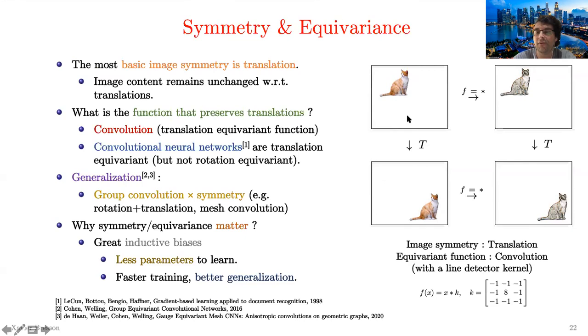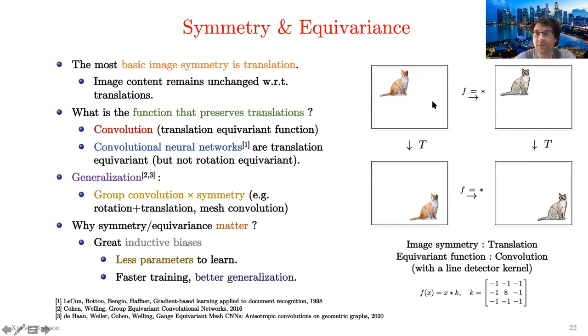So what are the functions that actually preserve this symmetry, this translation operation? This is well known. This is convolution. Convolution is the translation equivariant function. And of course, the very successful implementation of this function is the convolutional neural network by Yann LeCun, Léon Bottou, Yoshua Bengio, and Haffner, which is basically a translation equivariant network.